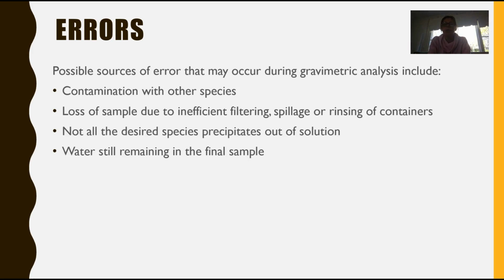So looking at errors, what errors could happen when we're doing our experiment? Contamination with other species that may be there. Again, loss of our sample due to our techniques such as inefficient filtering. Have you spilt anything? The rinsing of the containers, and rinsing them several times to make sure that we've got as much as we can out. Is there water still remaining in the final sample? So making sure it's dry and so forth.